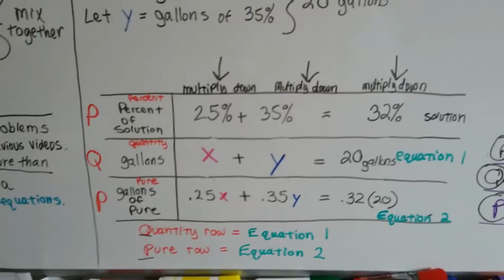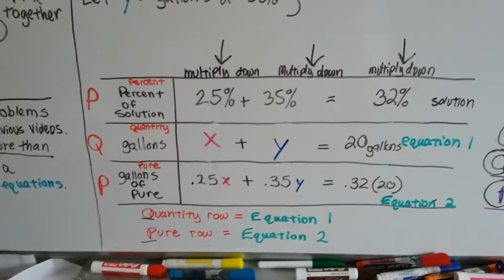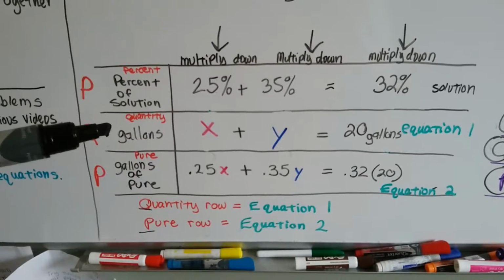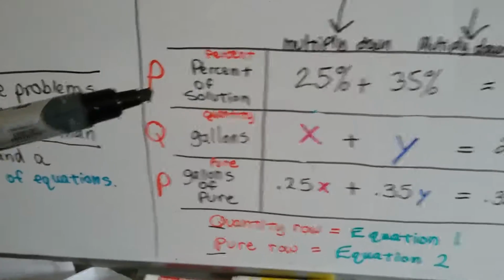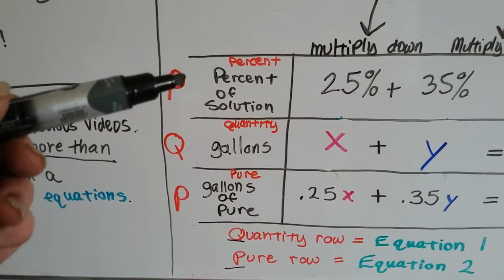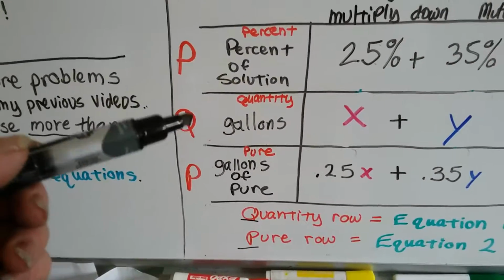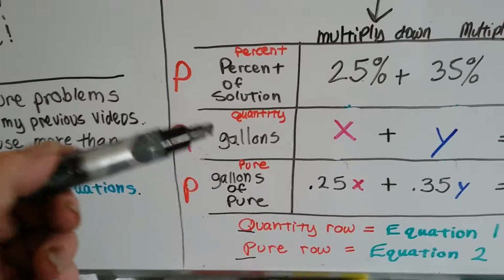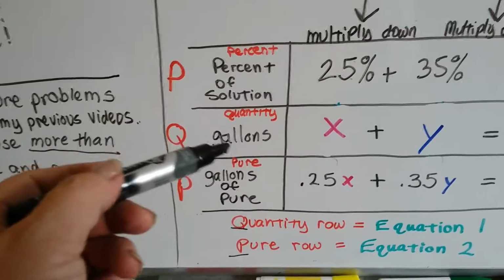And if you remember from the previous video, I don't make my table like other teachers do. I use a method that I invented called the PQP table. And it's the percent, the quantity, and the pure. So in the first line, we're going to put the percent of the solution that they gave us, the 25, 35, and 32. In the second line, that's our quantity, that's our Q. In this case, it's gallons. Well, in the last video, it was ounces. And that's why it's the quantity, because it always changes.